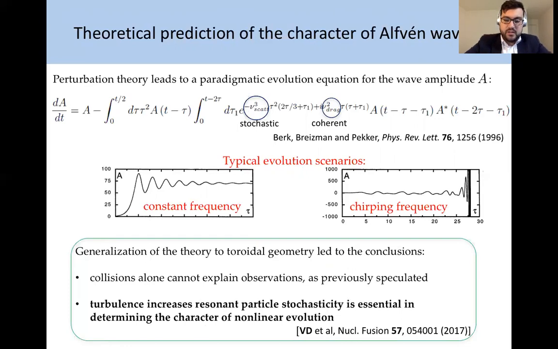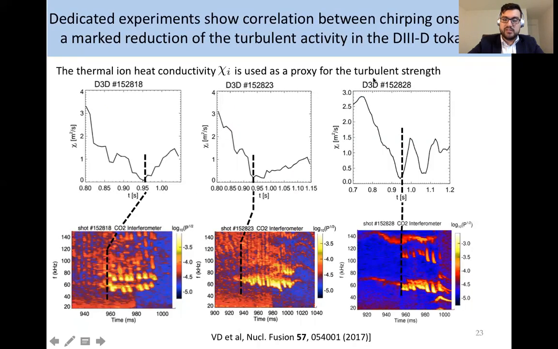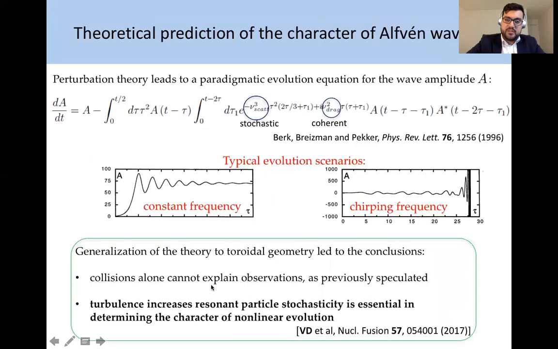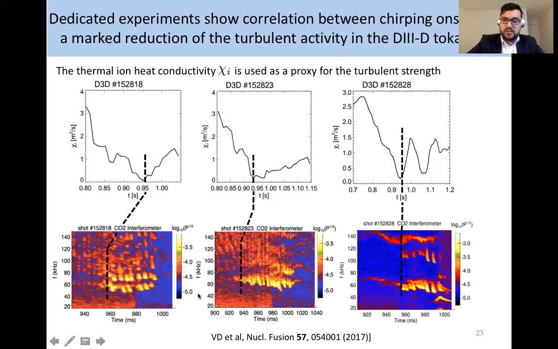So after the theory indicated this type of prediction, there were dedicated experiments in the D3D tokamak, which is the largest tokamak in the Americas. It's located in San Diego, California. And the prediction was that less turbulence leads to chirping.